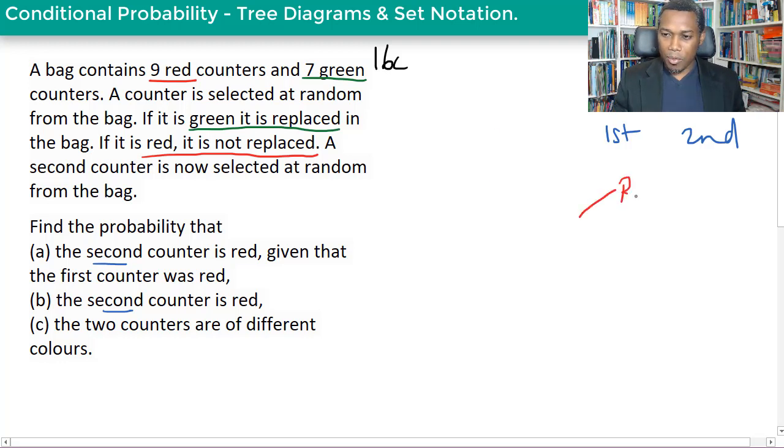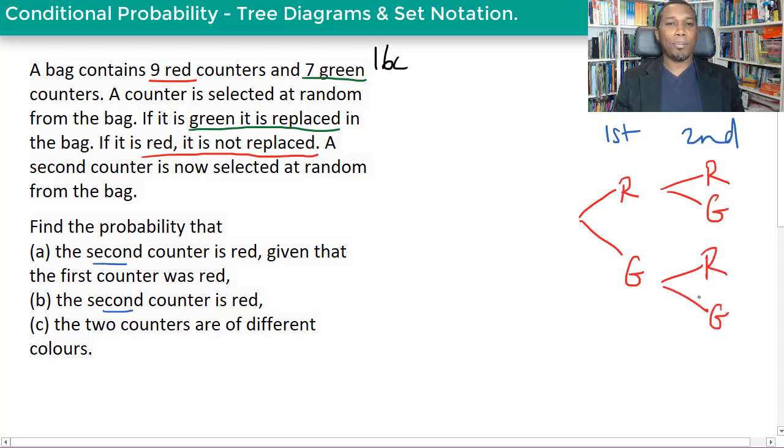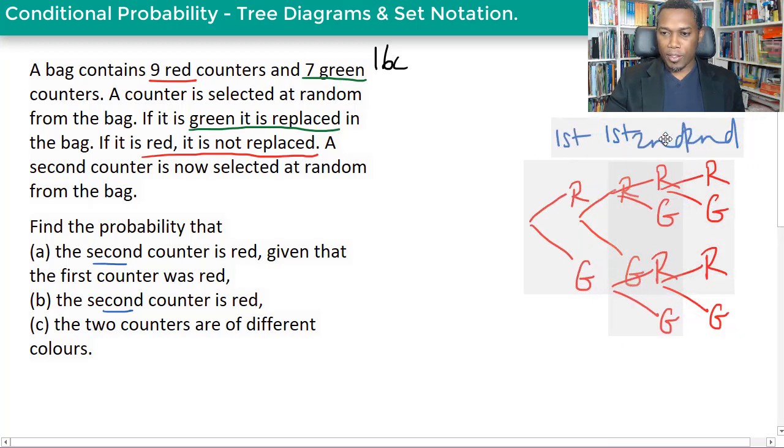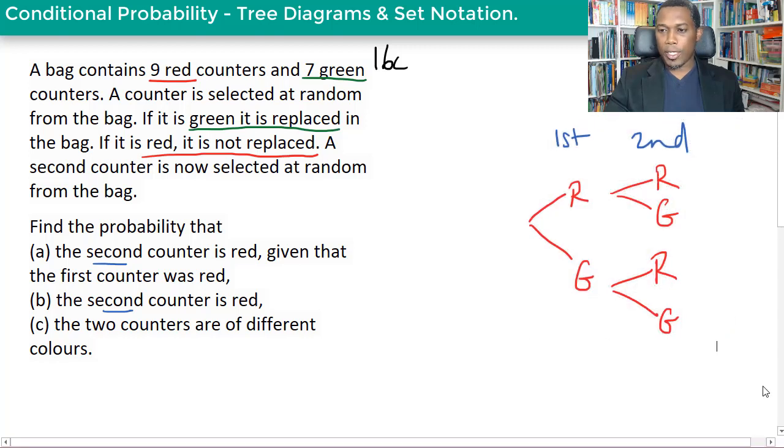So first time it can be red or it can be green. And then the second time around we can get the red or the green, or the red or the green. And yes, you're probably thinking, hey, sir, why are you not putting the green in green? And hey, we don't have all day. Come on, come on. I'm going to need a bit of space for the combinations, won't I?